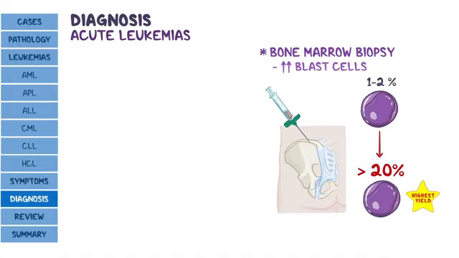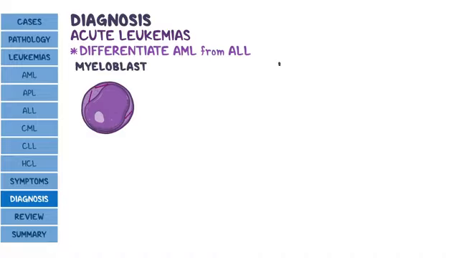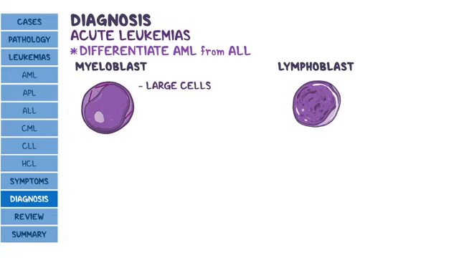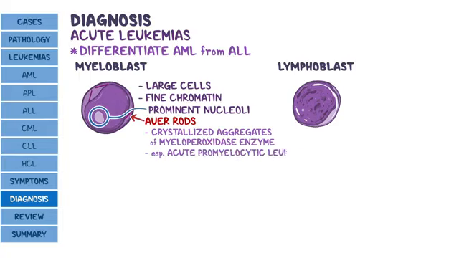An important step in the diagnosis is to differentiate AML from ALL. This can be done by identifying the blast cells as either myeloblasts or lymphoblasts in a stained smear. Myeloblasts are usually large cells with nuclei containing fine chromatin and prominent nucleoli. Auer rods in the cytoplasm, which are crystallized aggregates of the myeloperoxidase enzyme, are a classic feature of myeloblasts in AML, especially in acute promyelocytic leukemia.